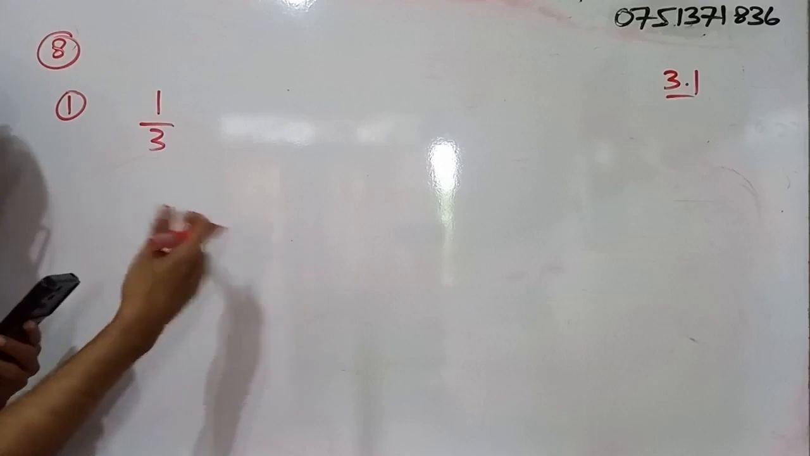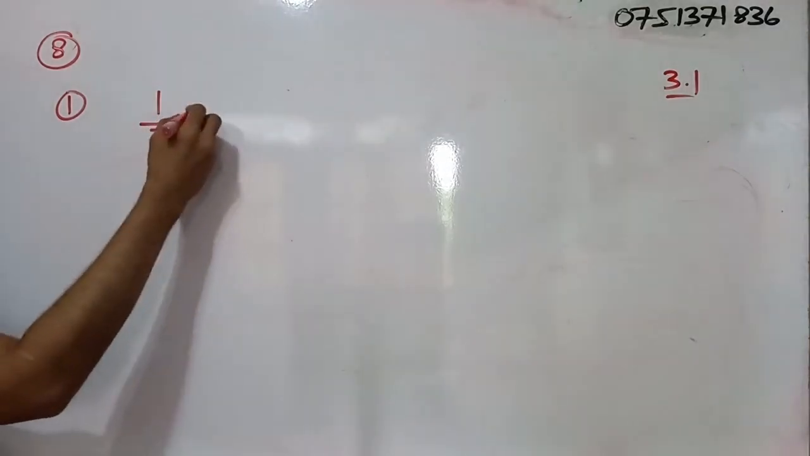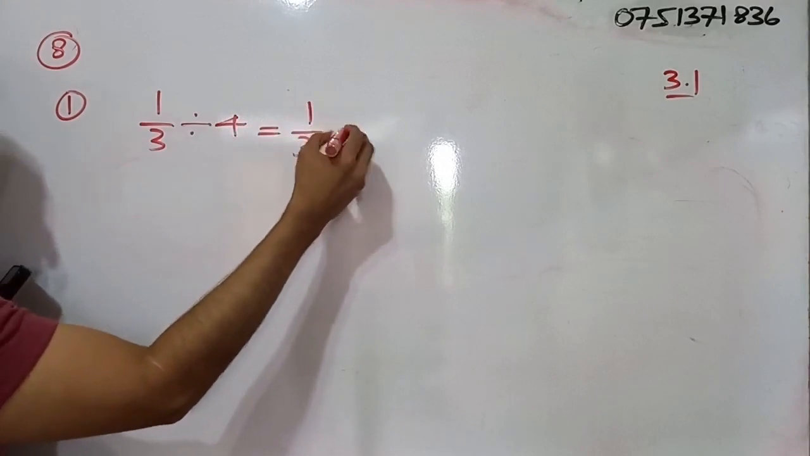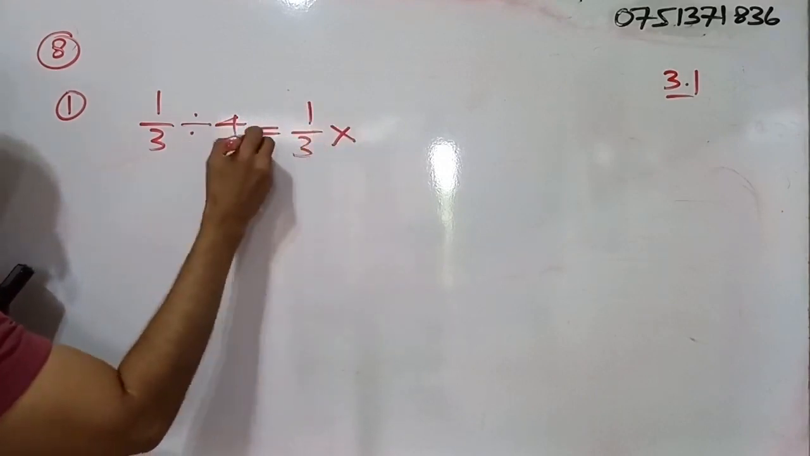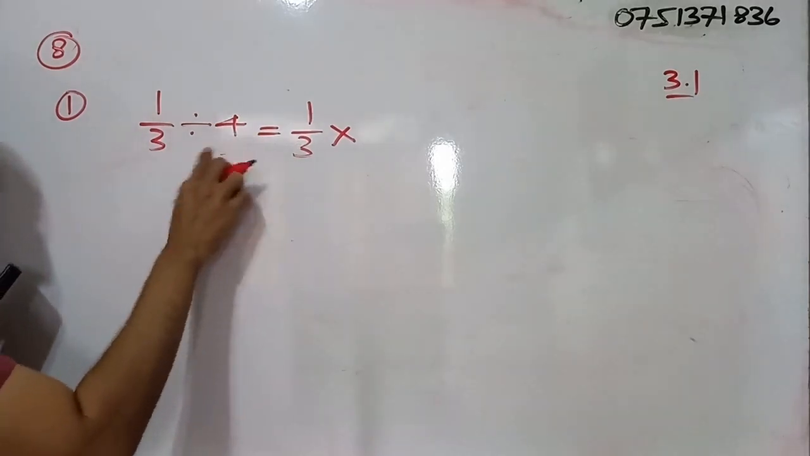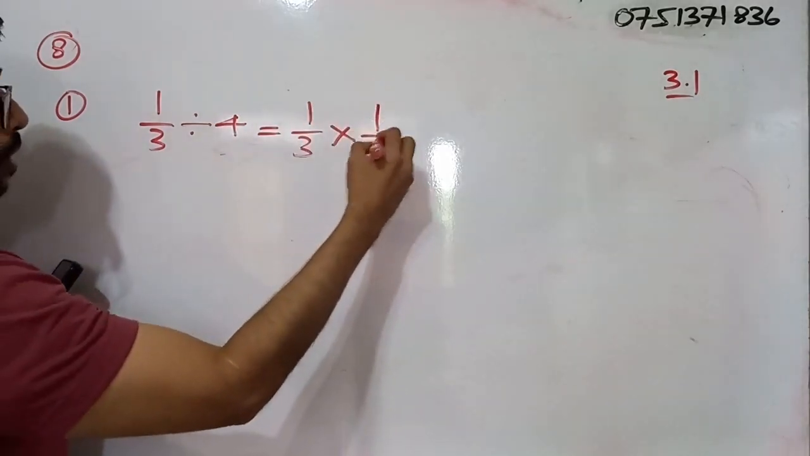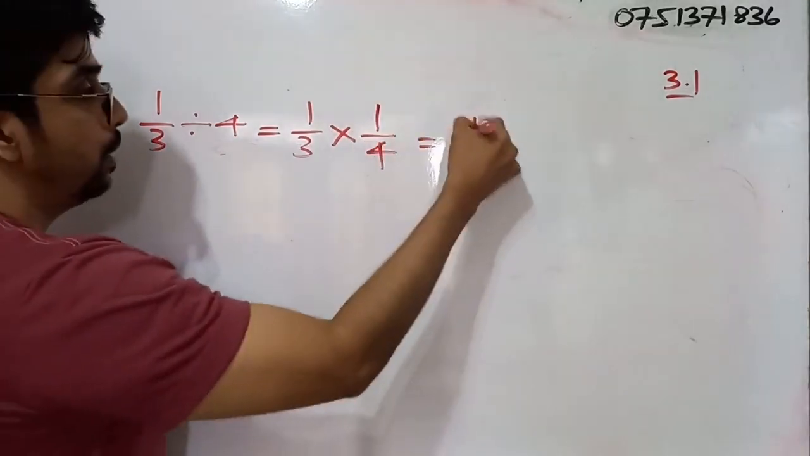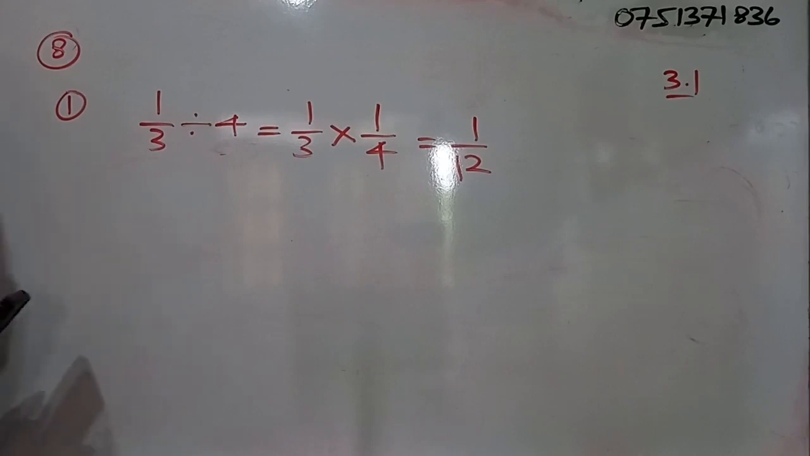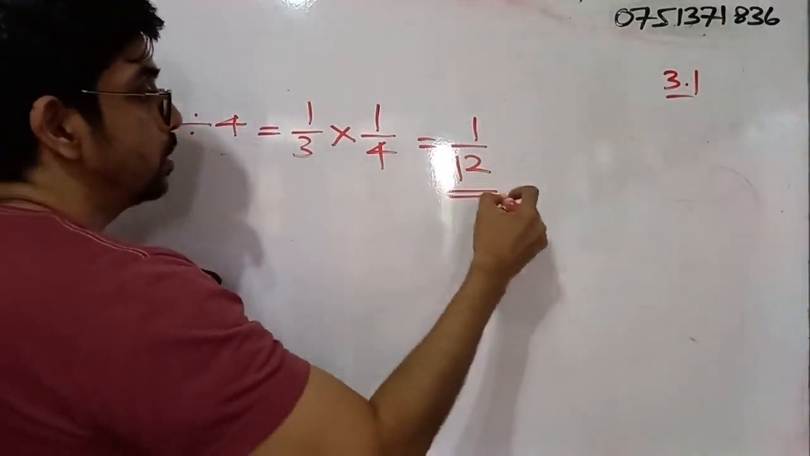It has been divided into 4 equal parts. So what do we have to do? We have to divide this by 4. So we know 1/3, that means what? Multiplied by what? Reciprocal of 4, which is what? 1/4. So what will it be? 1/12. Make the answer. Right? So the answer is 1/12.